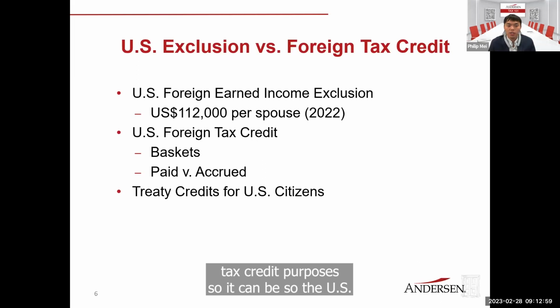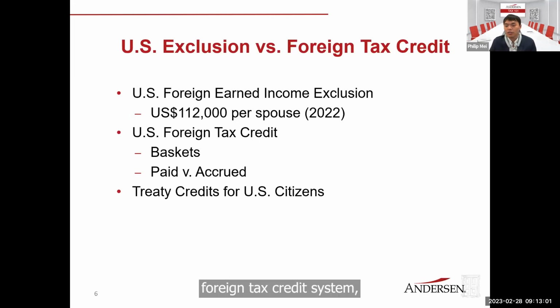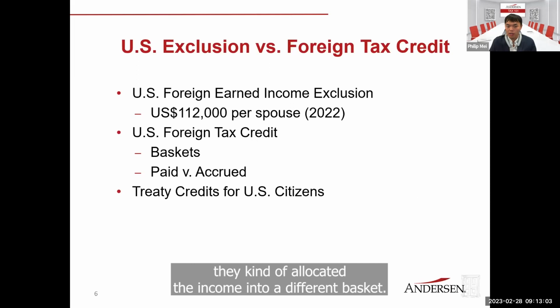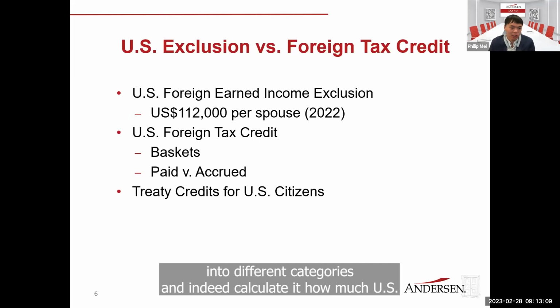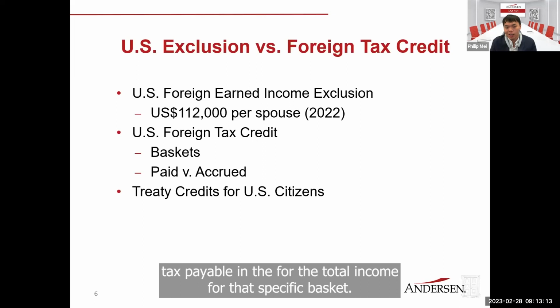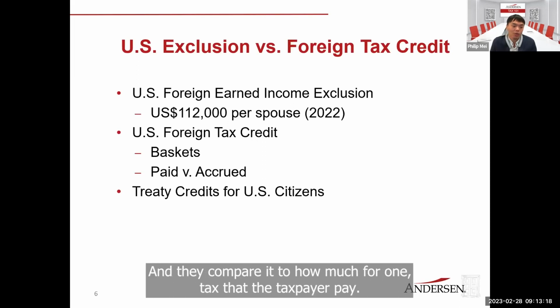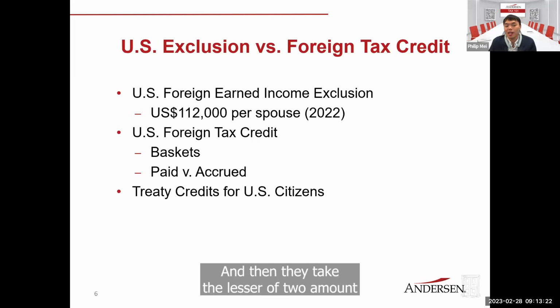For sure, Kathy. So the US foreign tax credit system, they kind of allocated income into different baskets. You could think about it as they categorize the income into different categories, and then they calculated how much US tax payable for the total income for that specific basket. Then they compare it to how much foreign tax that the taxpayer pay, and then they take the lesser of two amounts.